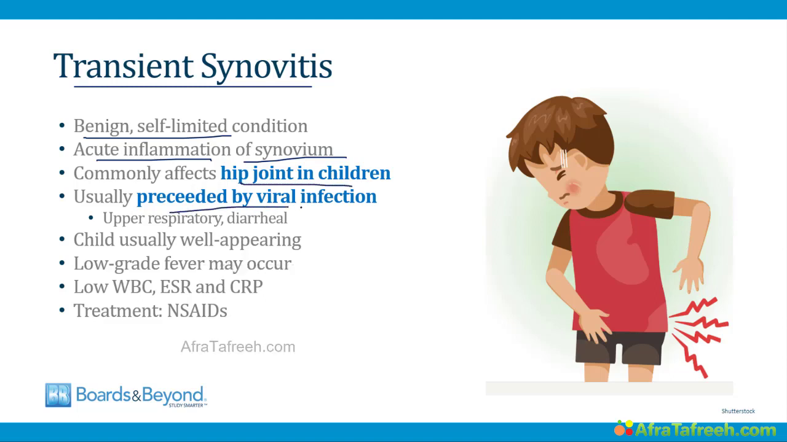So in a board question, this will be a child who recently had an upper respiratory or diarrheal viral infection and now has pain in the hip. The child is usually well appearing. There may be a low-grade fever, but usually not a high-grade fever. And importantly, the white blood cell count, the SED rate, and the CRP are usually low and not elevated. In children who have a high fever or a high white count, you have to consider other diagnoses like septic arthritis. The treatment is with NSAIDs, and usually this resolves on its own over time.